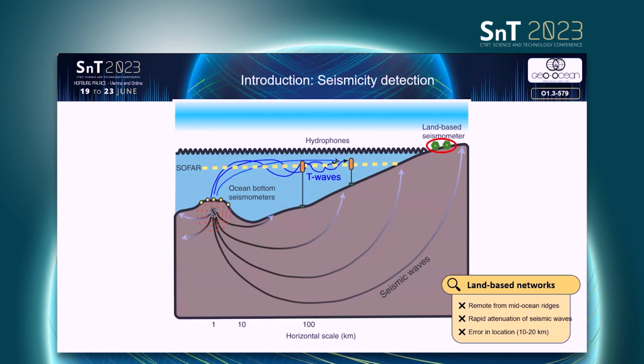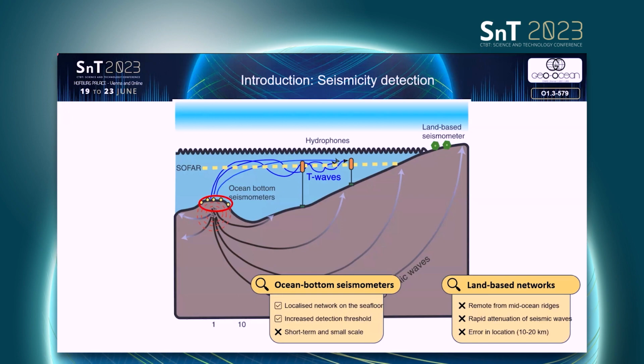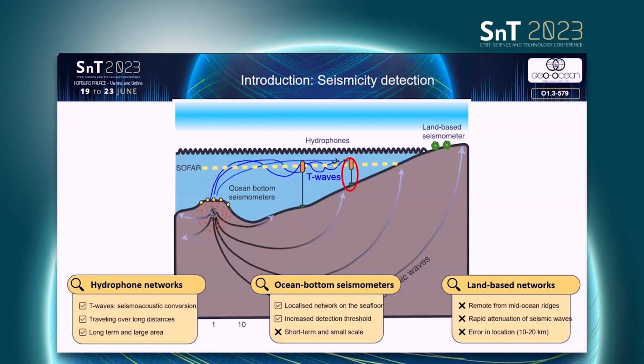There is another approach using ocean bottom seismometers to detect these small magnitude events, but such surveys are of very small scale as well as very short duration of time. So here comes the interesting fact about the hydroacoustic experiment, where seismoacoustic waves are generated from seismic to acoustic energy conversion, and these events travel over a longer range, shown by these blue lines, through the SOFAR channel, and using those T waves, we are able to understand this seismicity.